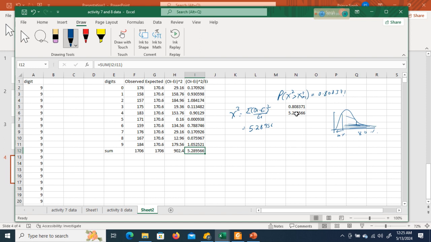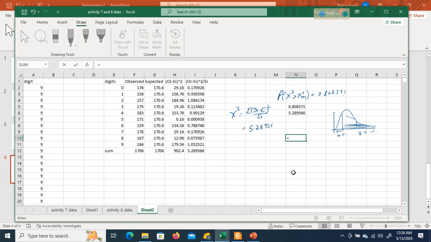So with the help of this particular command we can directly get the value of chi-square. There is no need to perform this calculation if I am using Excel. Which command have we used here? We have used chi-square test, with the observed frequency and the expected frequency. It will give us the probability value, and if we need the value, then we can use the command chi-square inverse right tail. What is the probability value and what is the degree of freedom? That will give you the value also.